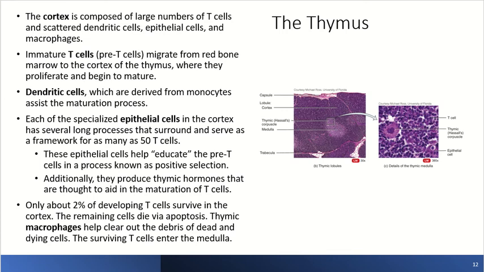Additionally, they are going to produce thymic hormones that are going to be involved in the maturation of those T cells. Only about 2% of the developing T cells are going to survive in the cortex, and the remaining cells are going to die via apoptosis. Thymic macrophages are going to be the cells responsible for clearing out the debris of all these dead and dying cells. And the surviving T cells, anything that makes it through the maturation process, are then going to enter the medulla of the thymus.